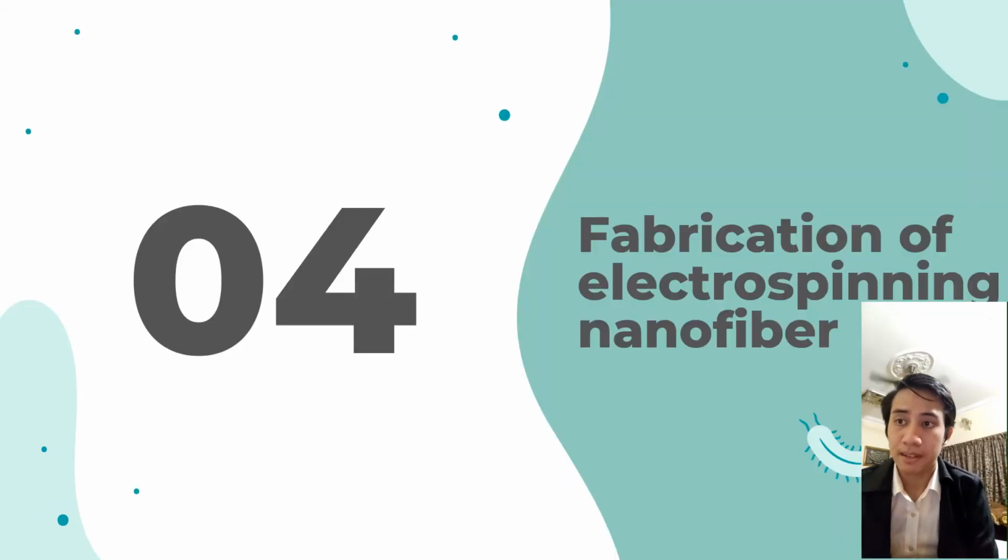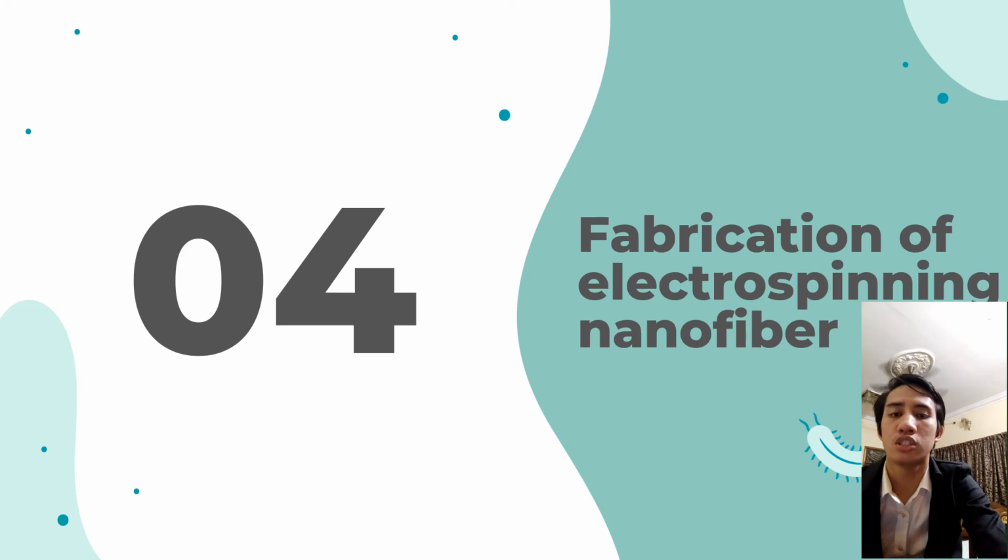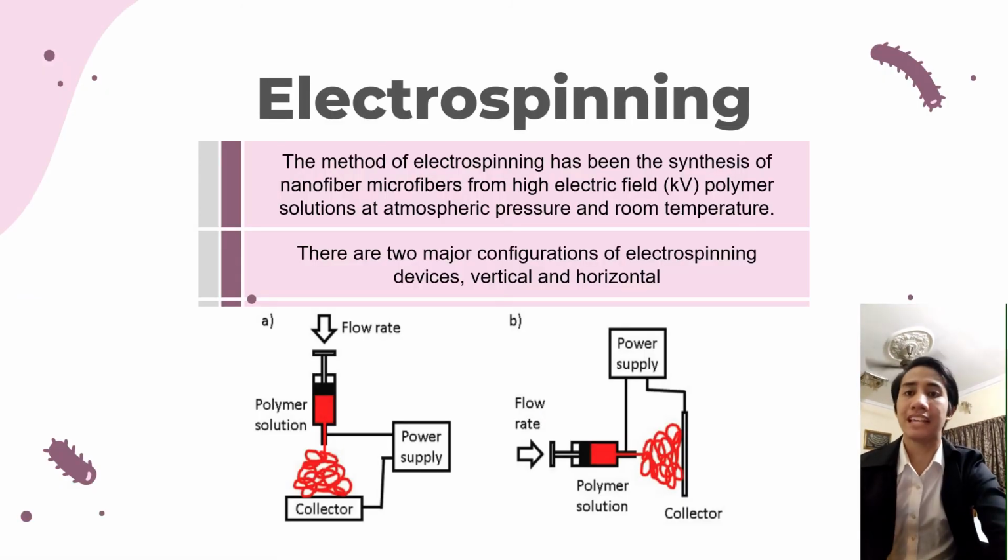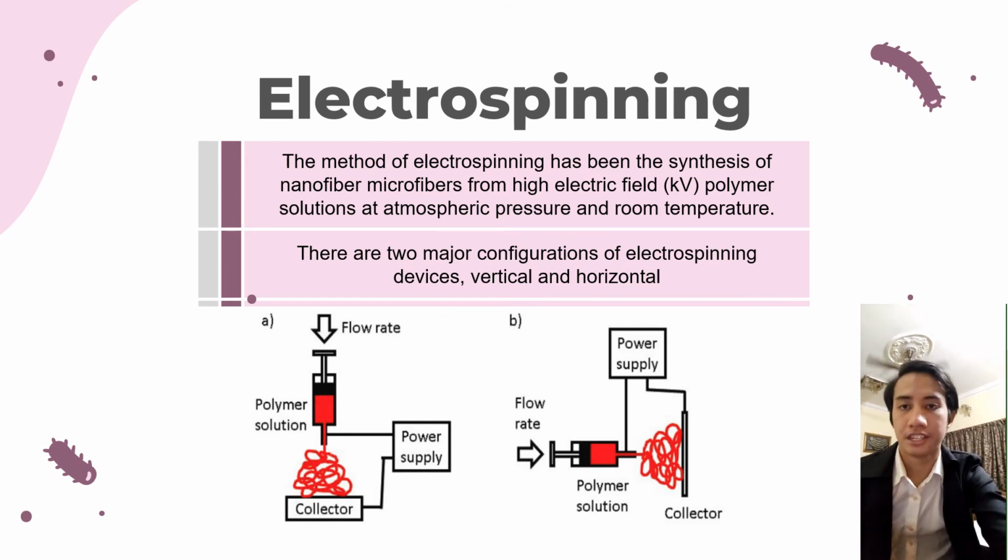Many approaches have been confirmed to prepare nanofibers, including drawing, electrospinning, template synthesis, phase separation, interfacial polymerization, and self-assembly. But electrospinning is probably the most attractive technology for fabrication of nanofibers due to its simplicity and low cost. The electrospinning process has been considered as a production of microfibers to nanofibers from polymer solution under a high electric field at atmospheric pressure and room temperature.